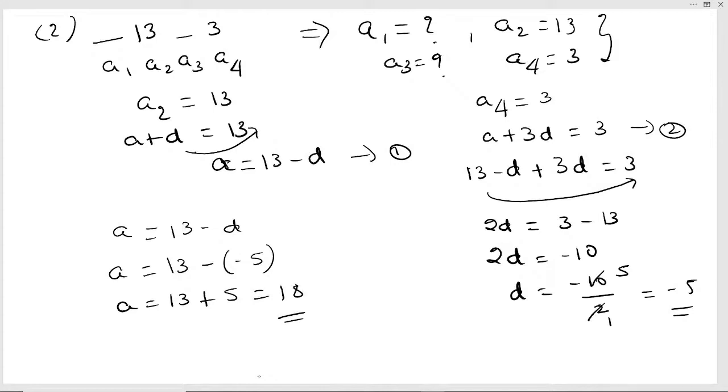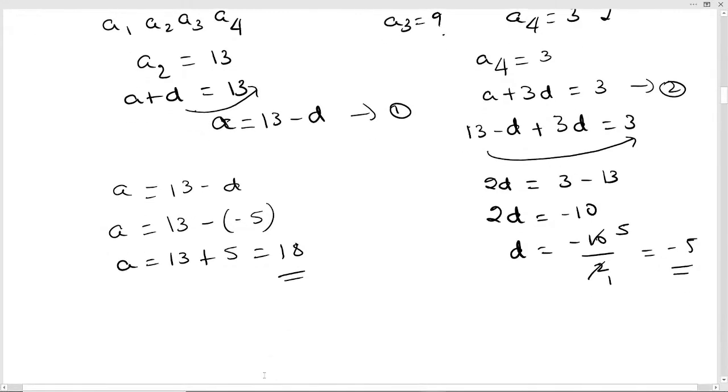Now we got one answer for this question. What are they asking? They are asking to find the first term. So therefore we got the first term, nothing but A. So A is 18. Now we can find the third term by using the formula, because we got the A value as well as the D value.